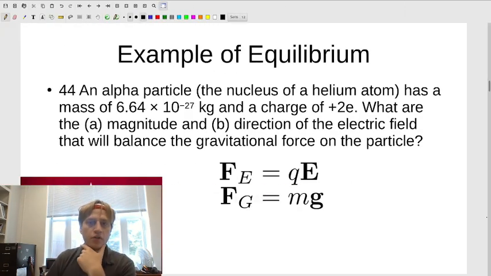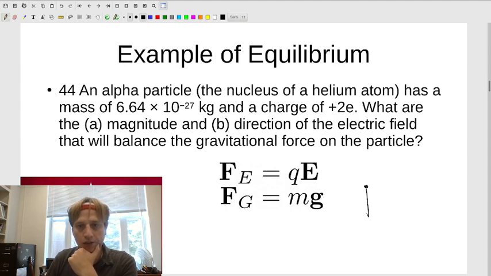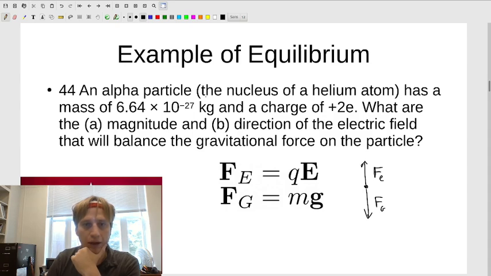Okay, and just to give you another nice example of this equilibrium, we could have, for instance, an alpha particle be pulled down by the force of gravity and be pushed up by the electrical force, and that could be a way to get equilibrium. And so in this case, they ask: what are the magnitude and direction of the electric field that will balance the gravitational force on the particle?